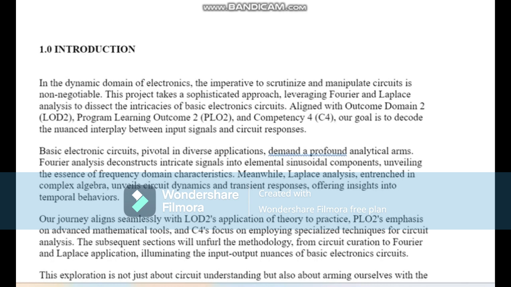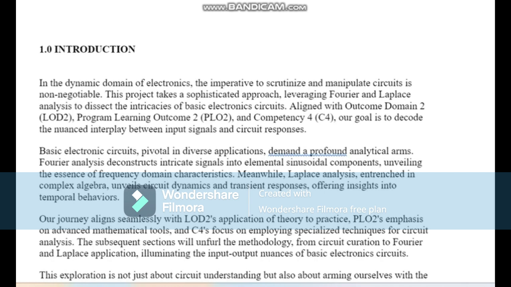Basic electronic circuits and diverse applications demand a profound analytical arsenal. Fourier analysis deconstructs integrated signals into elemental sinusoidal components, unveiling the essence of frequency domain characteristics. Meanwhile, Laplace analysis, integrated in a complex algebra, unveils circuit dynamics and transient responses, offering insights into temporal behavior.